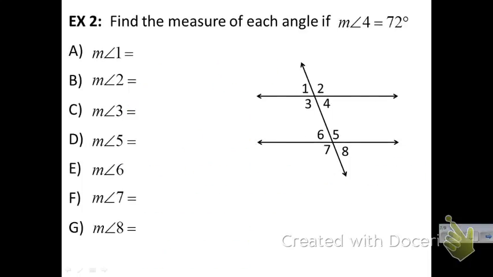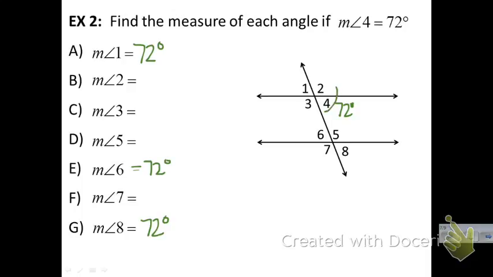On example 2, it wants you to find each angle if 4 is 72 degrees. So the first thing I would look at is I know that 1 is 72 because they are vertical angles. From there I know that 4 and 8 are the same because they're corresponding angles. So I'm going to go down to angle 8. I know that 4 and 6 are congruent because they are alternate interiors. And I think that's about all of them.